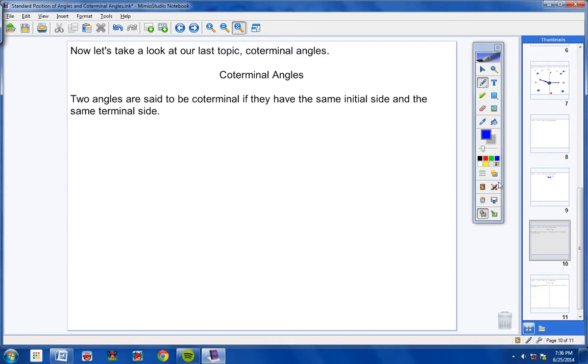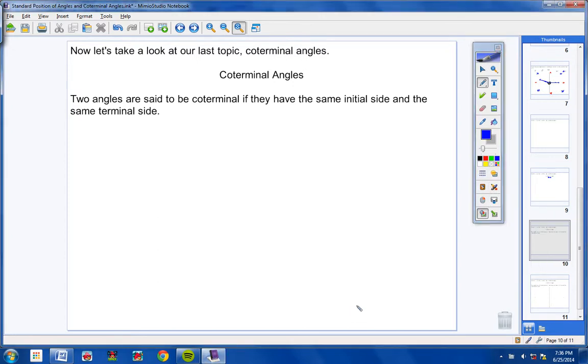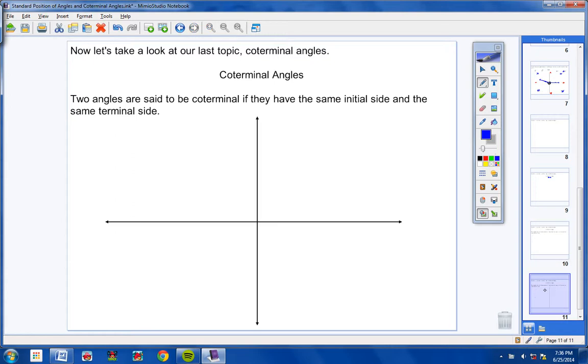Now, let me give you some examples of what coterminal angles look like, and then I'm going to give you 2 or 3 problems to work out, and then the video will be finished. Okay, go ahead and write a coordinate plane, please. And then let's just draw an angle like this. Go ahead and draw an angle here that is 45 degrees. So here's my initial side right here, sorry, and here is my terminal side here, and let's label this 45 degrees.